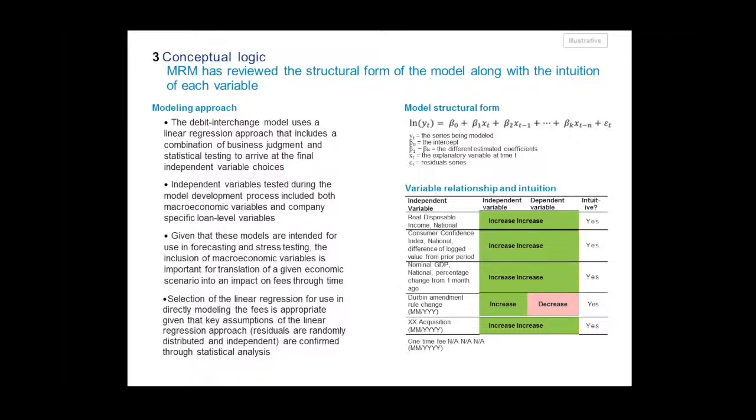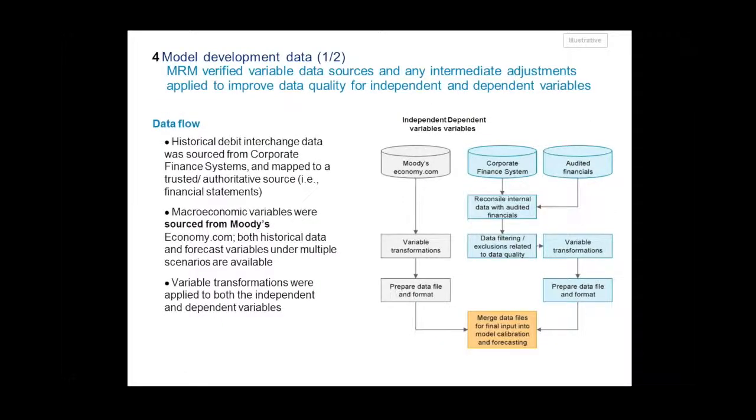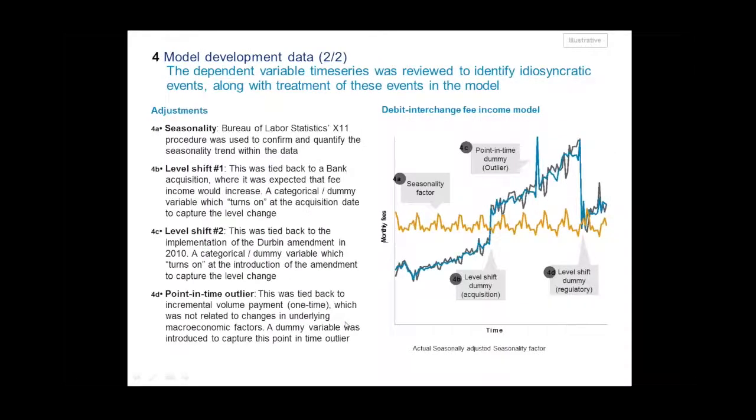So the next step, we're going to see the data flow. Sometimes you have external data, let's say from Moody's, and also you have internal data from the corporate finance system and audited financials. You have to combine those internal data together, and then eventually you merge those data files, internal and external, to do your forecasting and build your models.